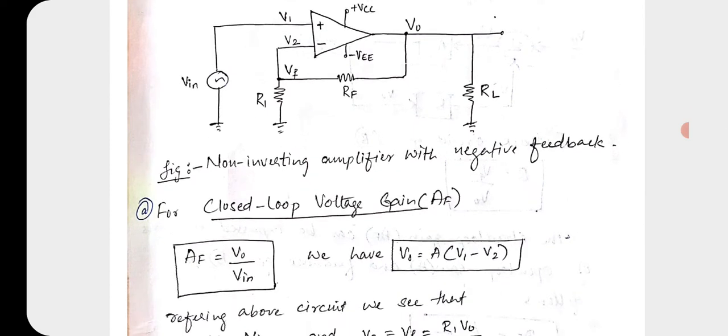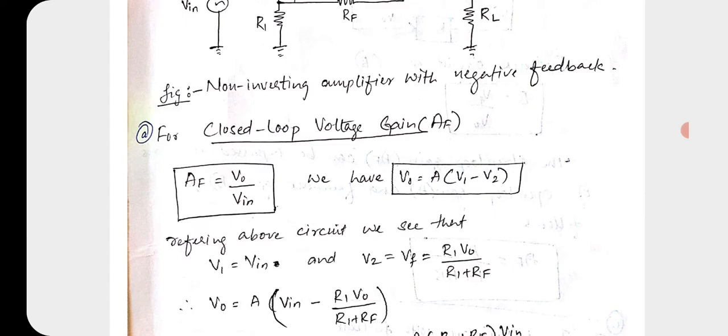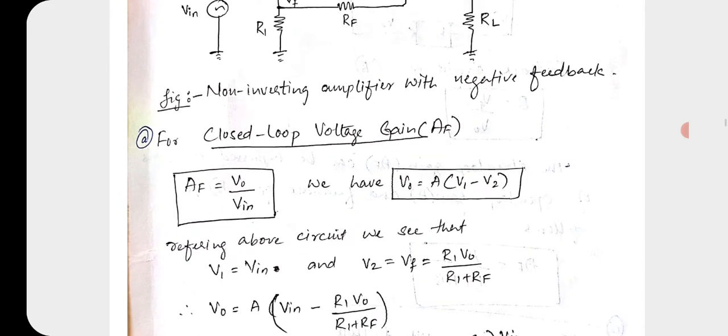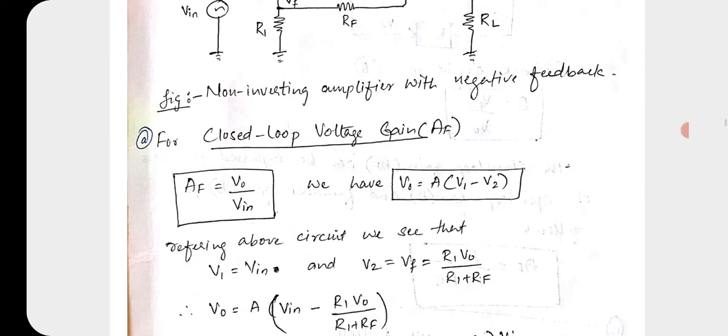So AF is called the closed loop voltage gain. AF, A suffix F, is in short the closed loop voltage gain. AF is given as V0 by Vin, whereas we have V0 equal to A times (V1 minus V2). V1 minus V2 is the difference in input. So referring to the above circuit, we see that V1 is nothing but Vin, because V2 is already grounded there. But how can we write V2? Because V2 is connected to feedback. V2 is connected to output.